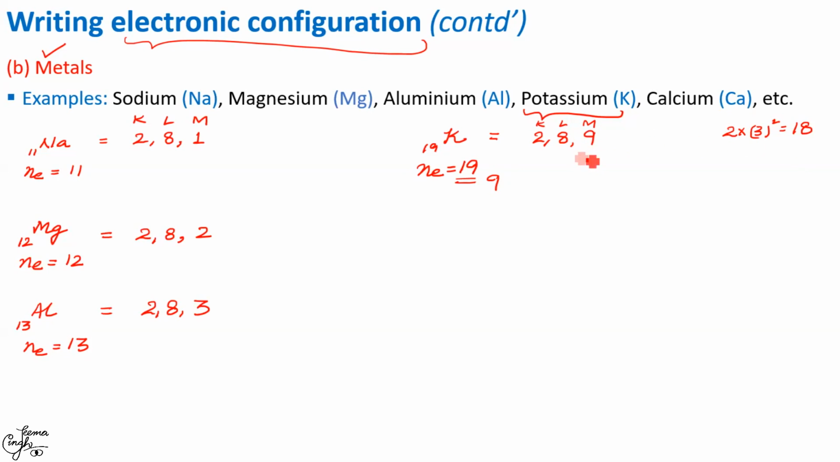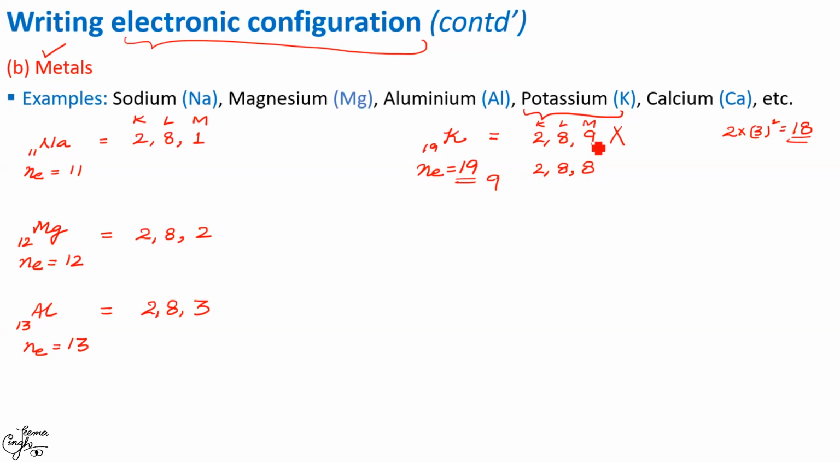But the moment I do this, I am violating the next rule, which says that the outermost shell cannot have more than 8 electrons. So although the M shell can accommodate a maximum of 18 electrons, since here it is the outermost shell or the valence shell, it cannot have more than 8 electrons. So this electronic configuration for potassium is incorrect. The correct configuration for potassium is 2, 8, 8.